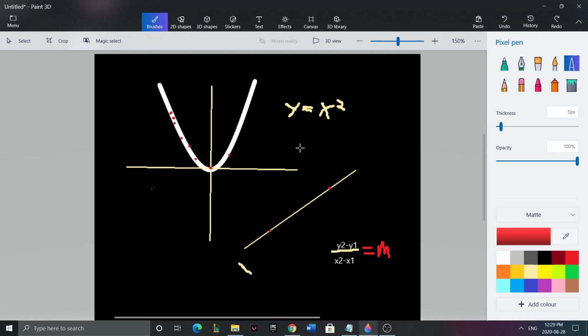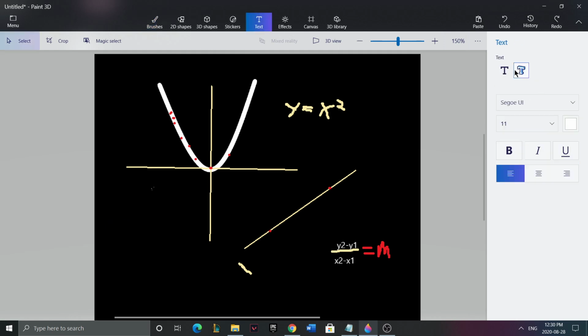Now, in order to find the slope of this entire curve, we need to do what's called a derivative. And that's what I'm going to show you guys. So let's write this out in text. So y is equal to x squared.